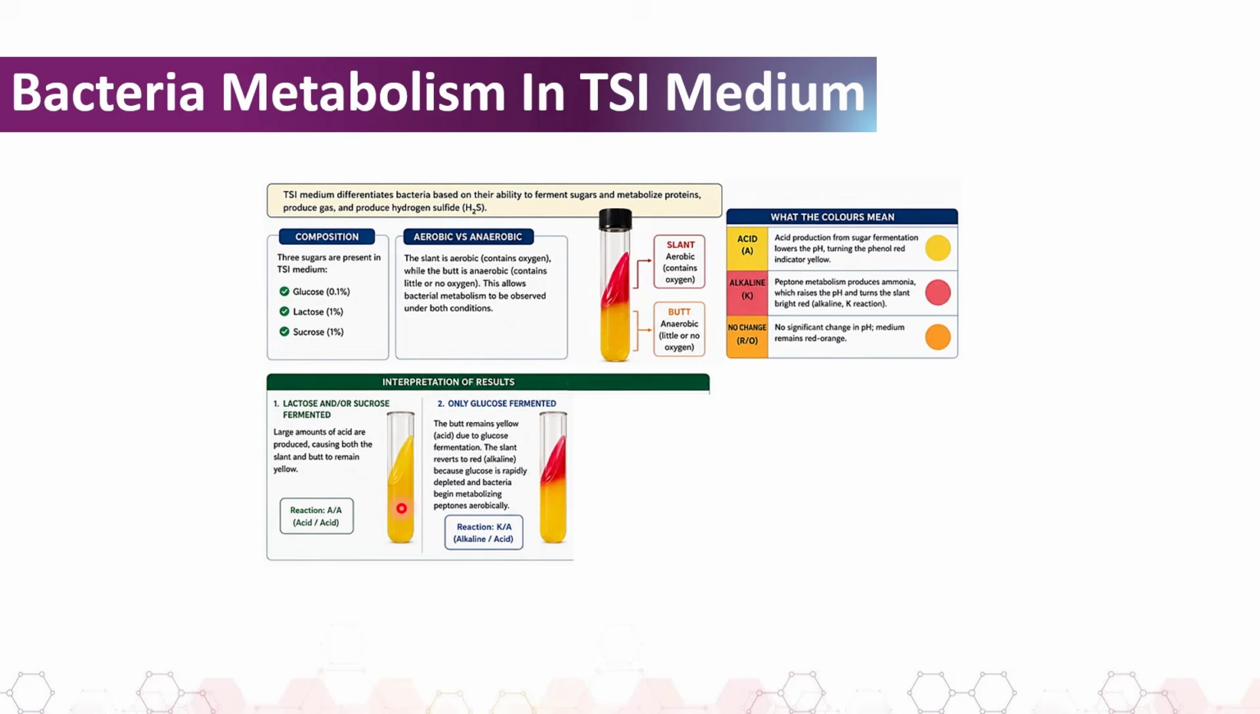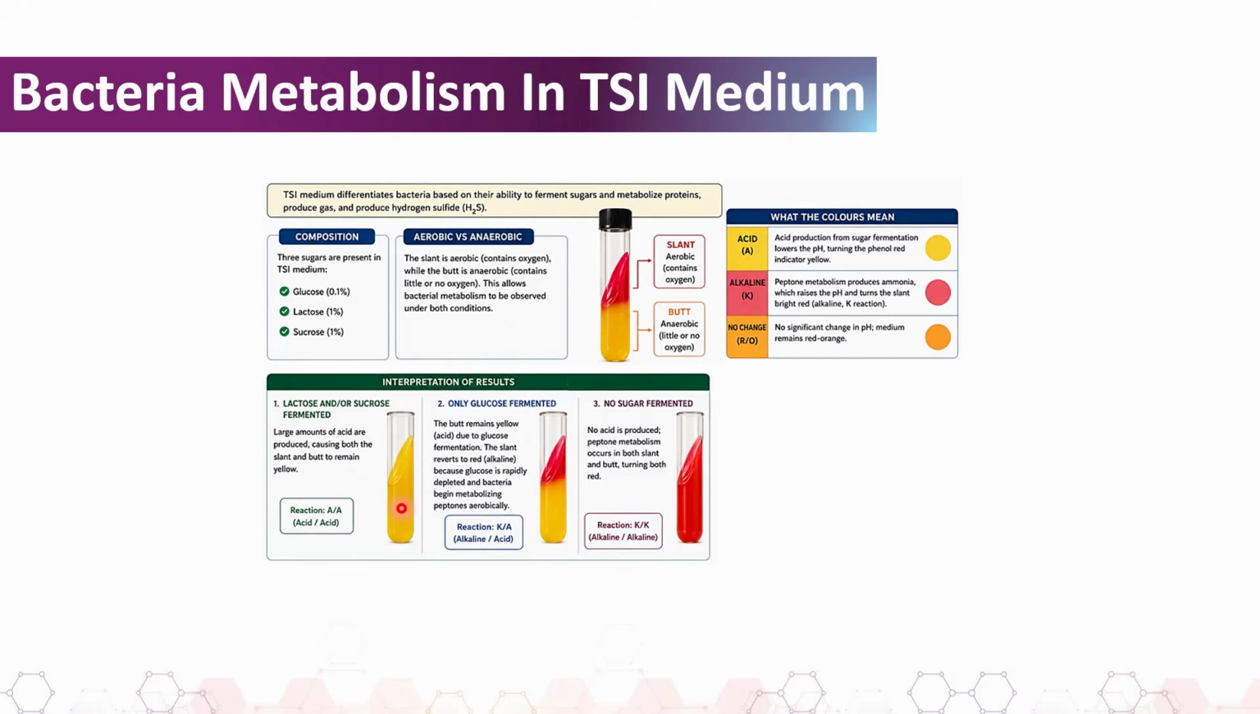When only glucose is fermented, the butt remains yellow due to glucose fermentation, but what happens is that the color of the slant changes back to red because glucose over here has rapidly been depleted, allowing the bacteria to begin metabolizing peptones aerobically.